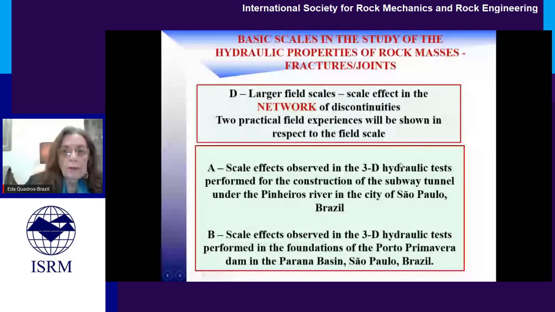And now we show two practical field experiences with respect to the field scale. The first, the scale effects observed in the subway tunnel under the Pinheiros River in the city of São Paulo, and the second, the scale effect observed in the foundations of the Porto Primavera Dam in the Paraná Basin, São Paulo, Brazil, under the execution of three-dimensional hydraulic tests.